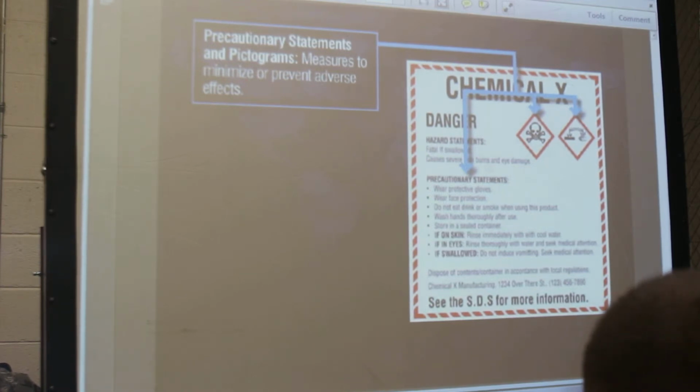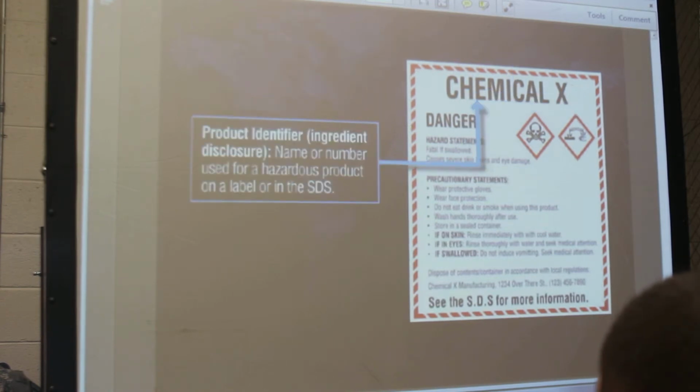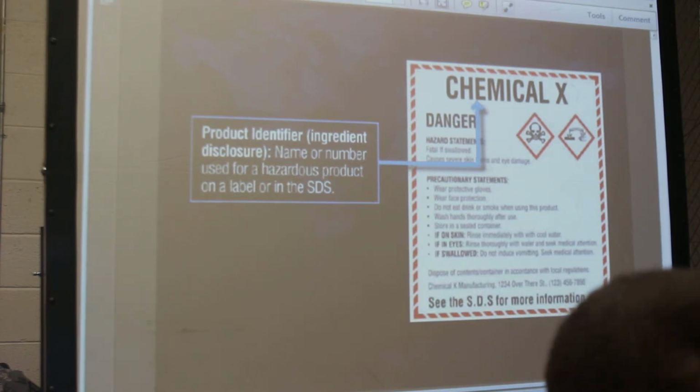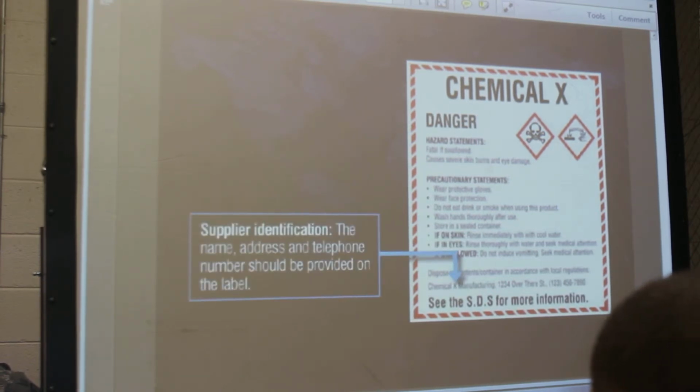Go ahead. All right. Precautionary statements and pictograms. Measures to minimize or prevent adverse effects. Product identifier. Name or number used for a hazardous product on a label or in the SDS. Next slide. Supplier identification. The name, address, and telephone number should be provided on the label. Next slide.